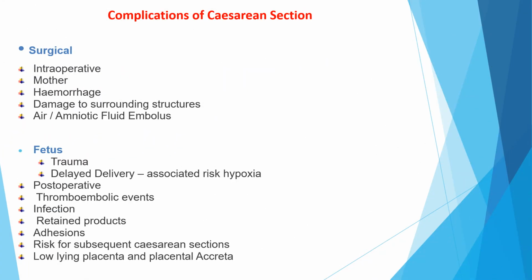Now the complications of cesarean section. The complications can be surgical, intraoperative complications. Complications related to the mother could be severe hemorrhage, severe surgical complications, damage to the surrounding structures, or fluid embolus and so on. For the fetus, it could be trauma, or delayed recovery of the baby. Postoperatively there could be infection, adhesions and so on.